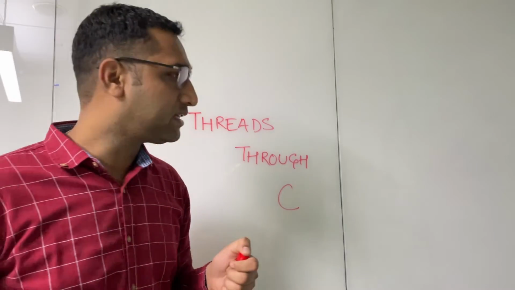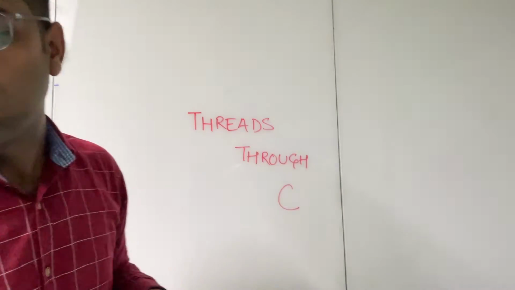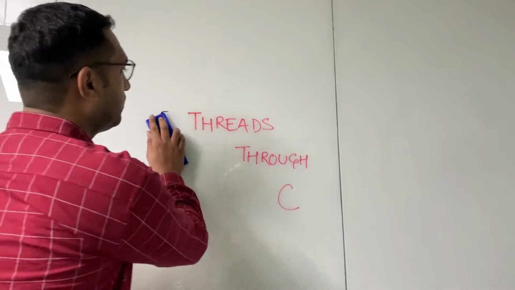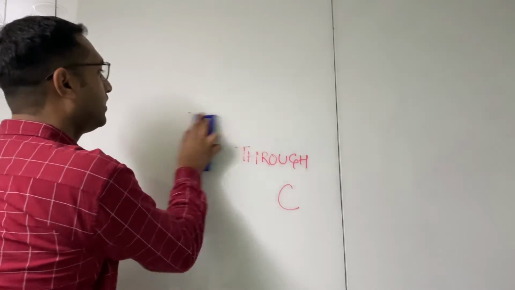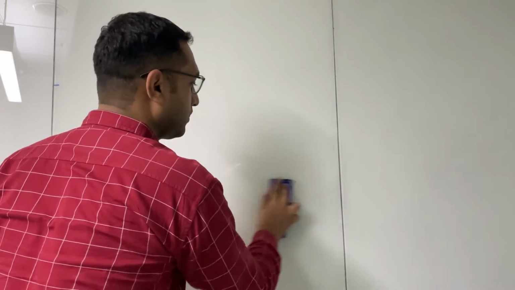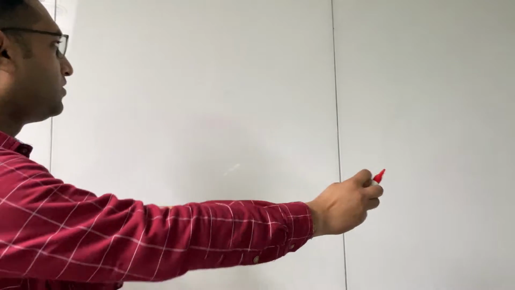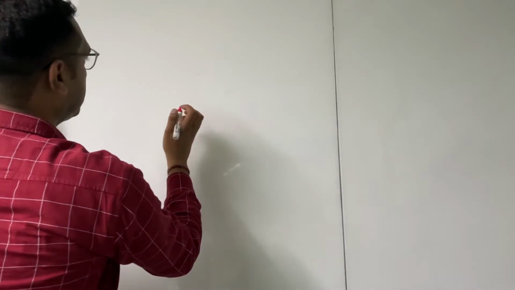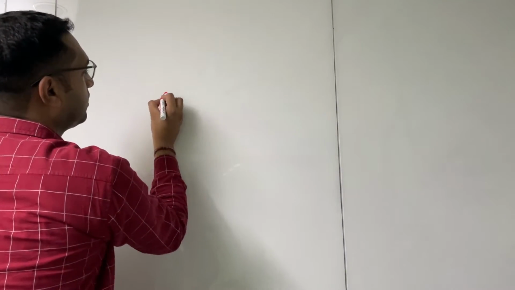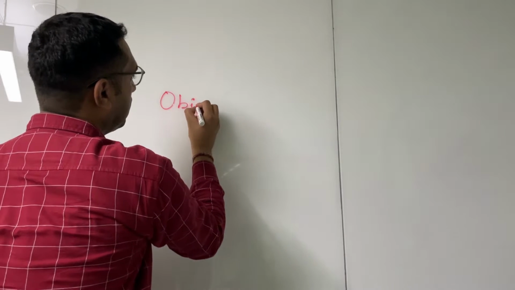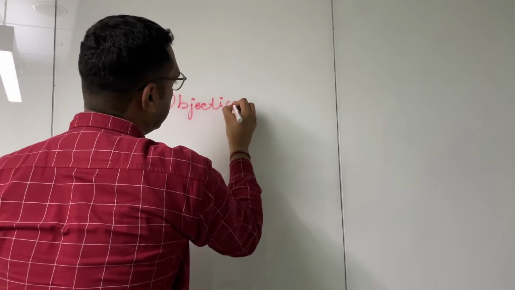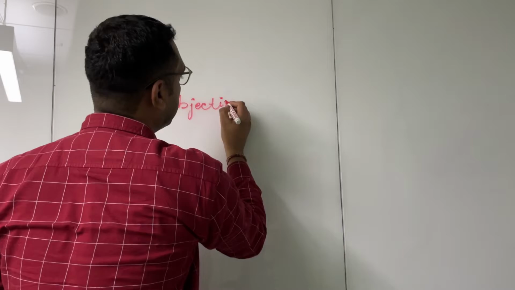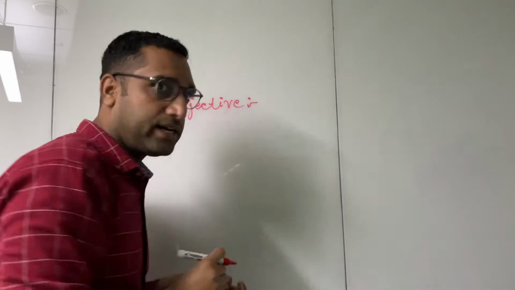As I always say, how should we start whenever we are trying to do something? We should start with the objective. Objective is paramount. If you don't understand the objective, you don't understand anything. So what, according to us, is the objective of having threads?